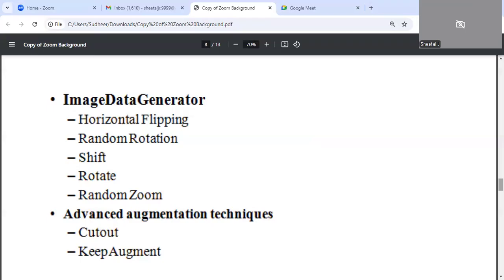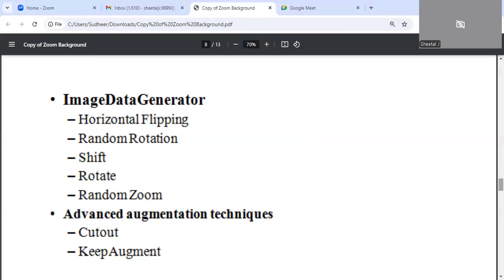Next, zoom. We can either zoom in on an image, or we can also zoom out on an image. Here we are zooming in on an image, wherein we are taking the value of zoom as 0.2. If it is greater than 1, it will zoom out the image.